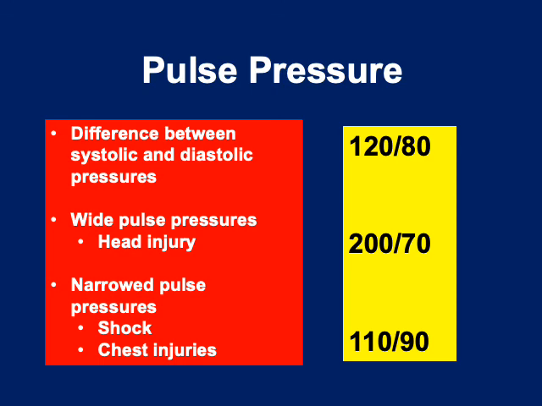Now, narrowed pulse pressure, the most common thing that we see in the field, occurs when the person is going into shock. This person is losing blood. And as we know already, when a person's losing blood, the body responds by releasing adrenaline. One of the things that the body does with the adrenaline is it increases the heart rate, it increases the cardiac output, and it also causes vasoconstriction.